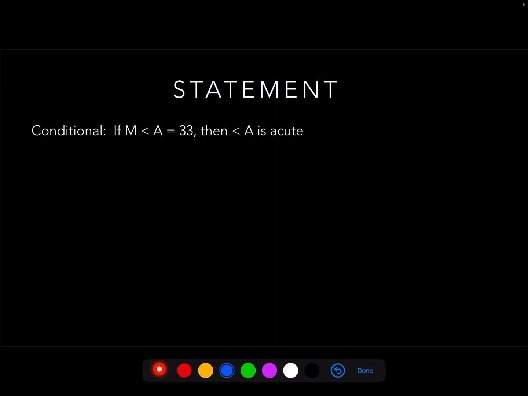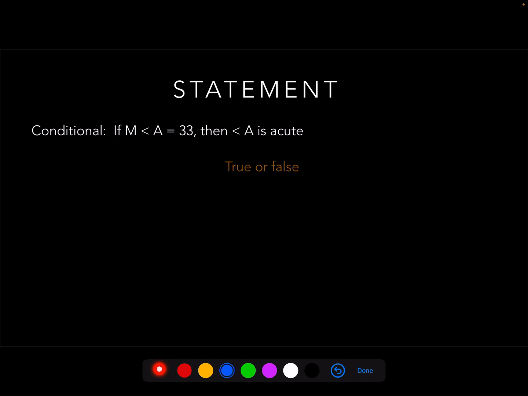Okay, so let's look at the next one. So here's our conditional statement. I'll make it shorter so it's not as much writing. If the measure of angle A is 33 degrees, then angle A is acute. So yes, this does require you to know some definitions in geometry. You have to know what acute means. You have to know what 33 degrees is. The things we've talked about already.